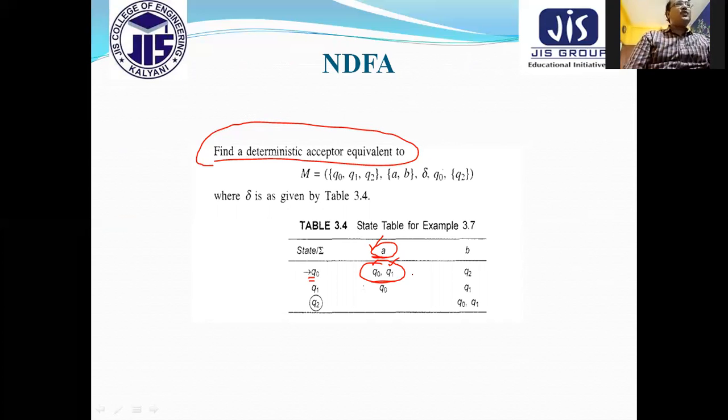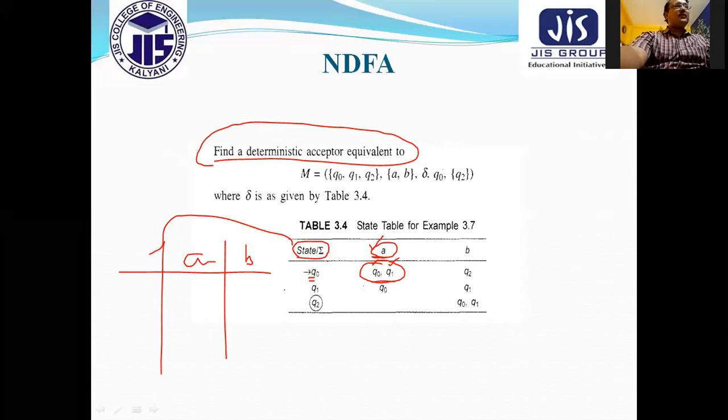So the design of this one is very easy. How we can go for the design of the deterministic automata for the given NDFA. First, you have to make a table like this. Here we can write the input A, here you can write the input B. And here we can see that this part will be state and input.